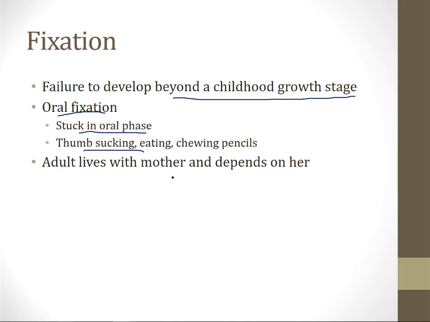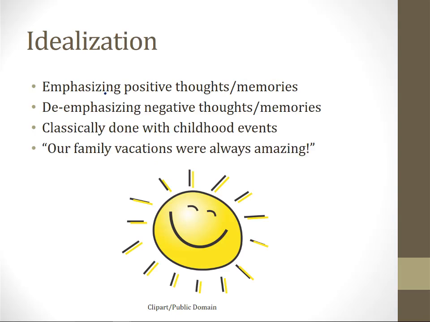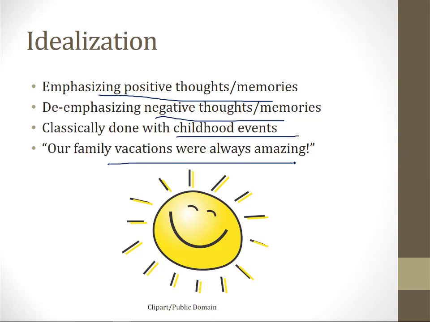Another example would be an adult who lives with his mother and depends on her. That person is fixated in a childhood stage and has not advanced beyond it. Idealization is emphasizing positive thoughts and memories and de-emphasizing negative thoughts and memories. This is classically done with childhood events, like an adult saying, "Our family vacations were always amazing," when they weren't.